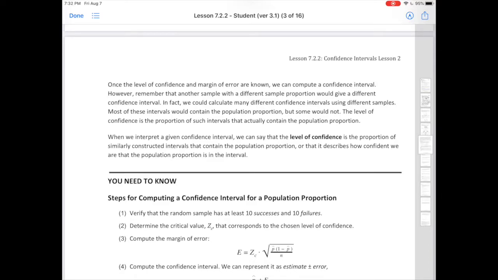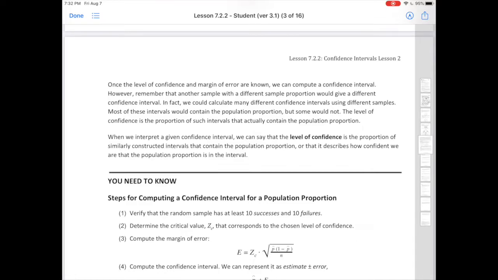Once the level of confidence and margin of error are known, we can compute a confidence interval. However, remember that another sample with a different sample proportion would give a different confidence interval. In fact, we could calculate many different confidence intervals using different samples. Remember we did that with the blue M&Ms last time?